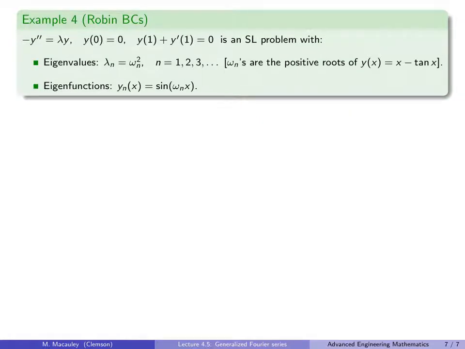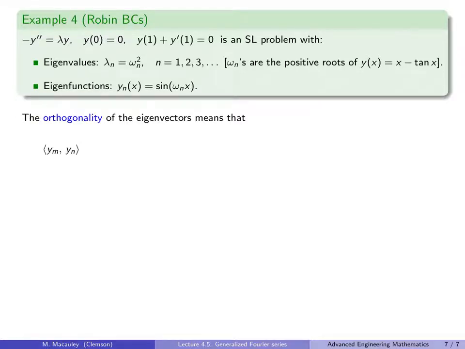Finally, we come to the last example of Robin boundary conditions. So same ODE, and the left boundary condition is Dirichlet, y of 0 is 0, but now we have y of 1 plus y prime of 1 equals 0. Here, instead of pi, I'm letting this just be 1. This is a Sturm-Liouville problem with eigenvalues lambda n being omega n squared, where the omega n's are the positive roots of the function y of x equals x minus tangent of x. That's why I let this be 1 instead of pi, just to make this easier. And the eigenfunctions are the sine functions with frequencies omega n.